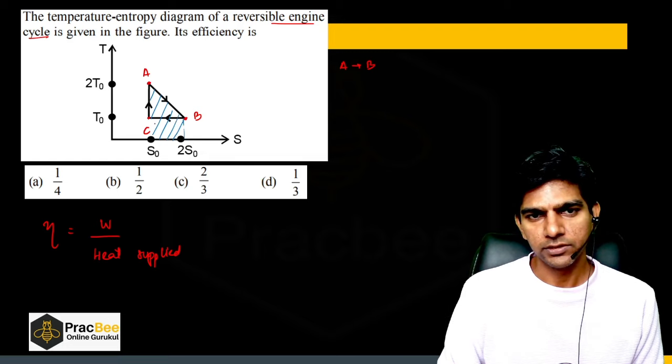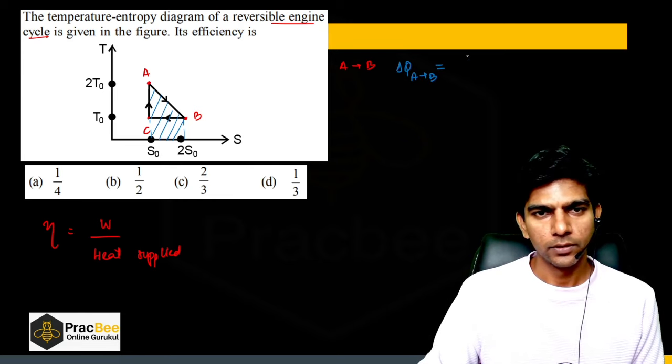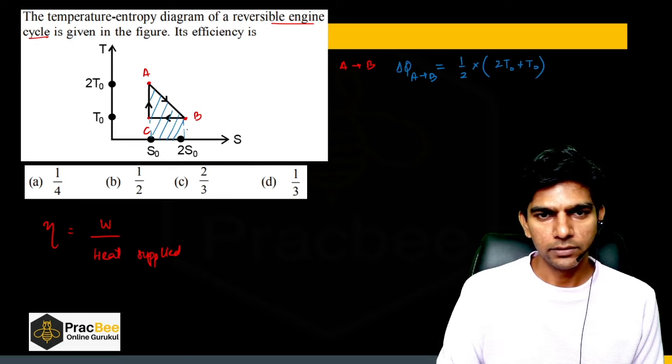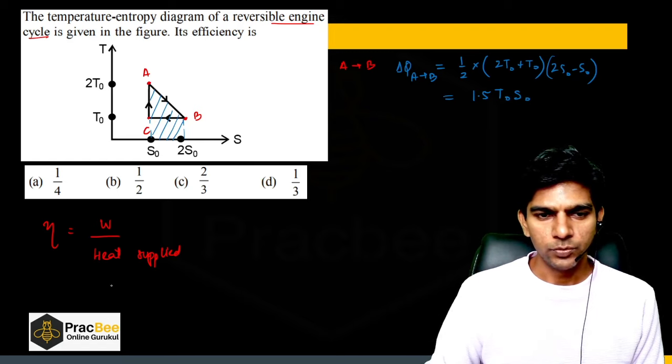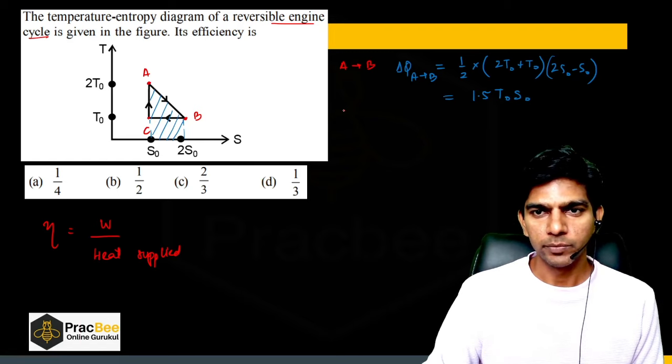So, can you see this trapezium? So we can say delta Q from A to B will be area under the temperature entropy graph. So it will be half sum of parallel sides, which will be 2 T naught plus T naught, and then the distance between parallel sides, which is nothing but 2 S naught minus S naught. So this comes out to be 1.5 T naught S naught.